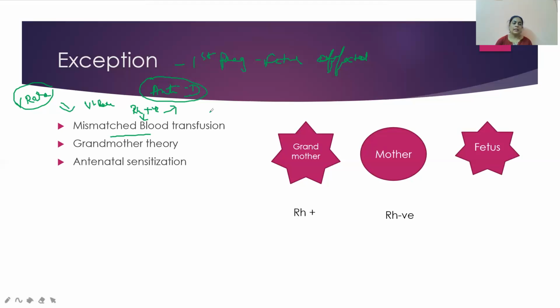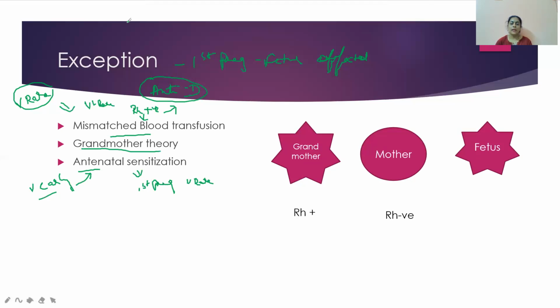I'll be explaining. The third one is antenatal sensitization, means very, very early in pregnancy. If she's sensitized, maybe because of threatened abortion or because she has undergone chorionic villus sampling, and not received prophylaxis. A very rare scenario like that, where she has got sensitized very early in pregnancy and she has time to produce IgG. So her first pregnancy is likely to be affected. Okay, this is also very rare. So let us see what is this interesting theory, the grandmother theory.